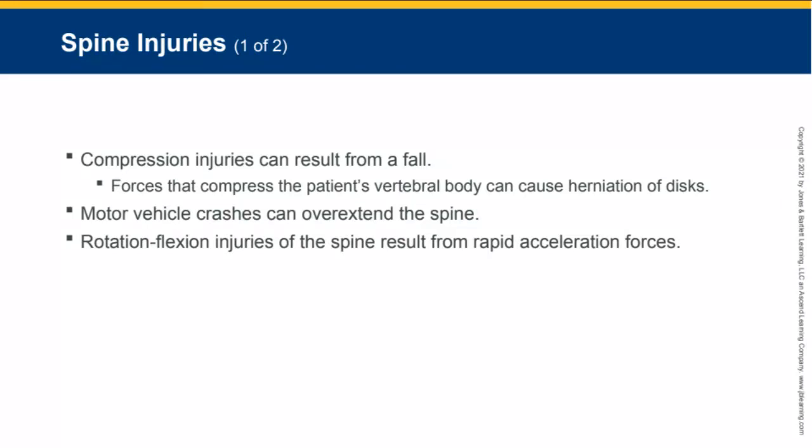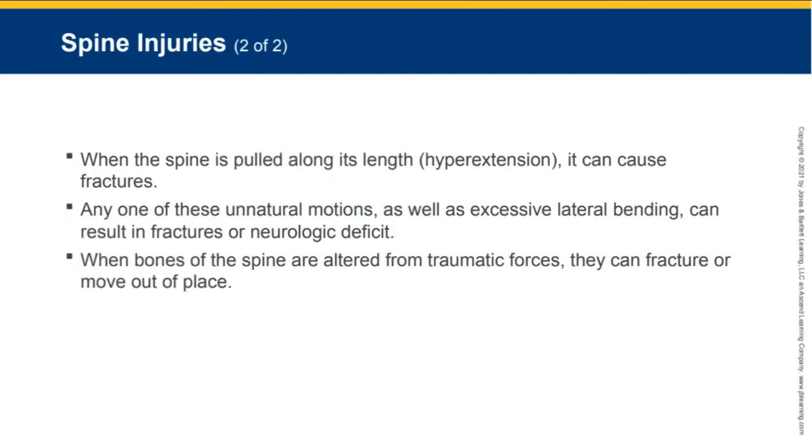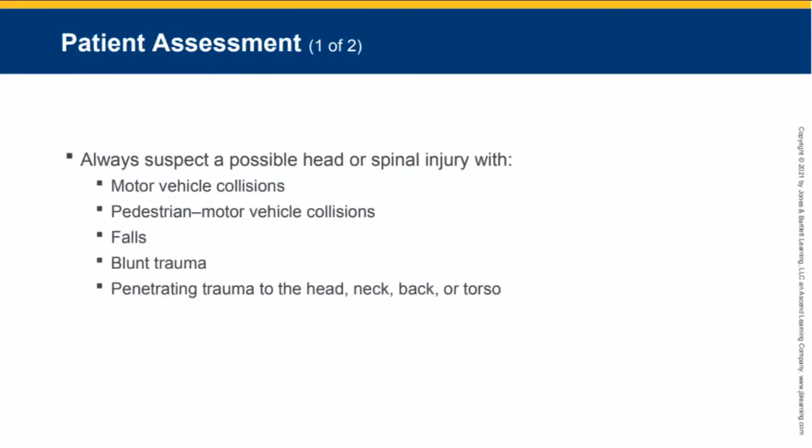Rotation, flexion injuries of the spine result from rapid acceleration forces. When the spine is pulled along its length, this is referred to as hyperextension. It can cause fractures. Any one of these unnatural motions, as well as excessive lateral bending, can result in fractures or neurologic deficit. When bones of the spine are altered from traumatic forces, they can fracture or move out of place. And those are your injuries.